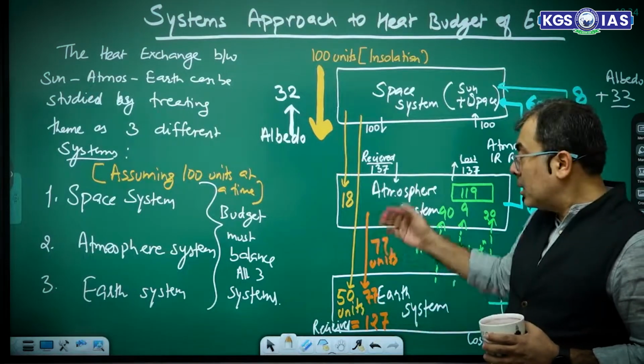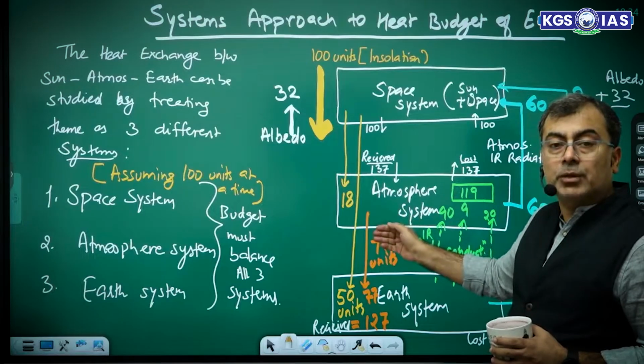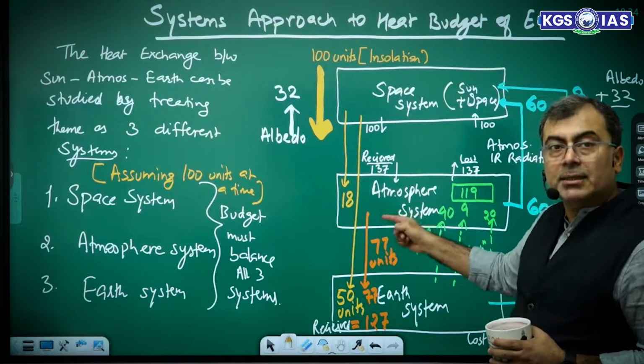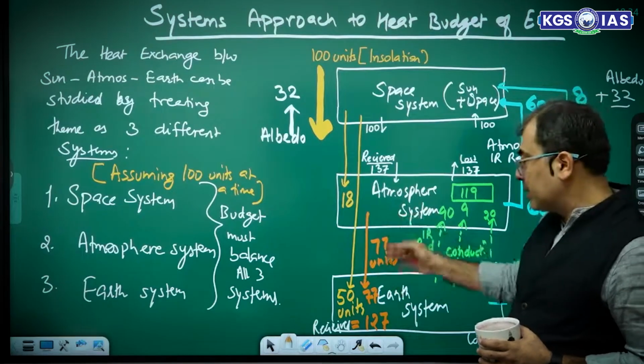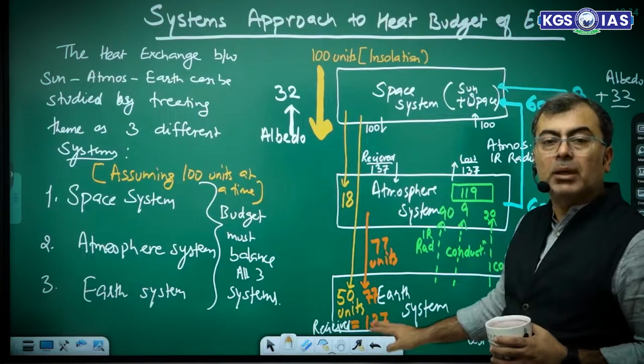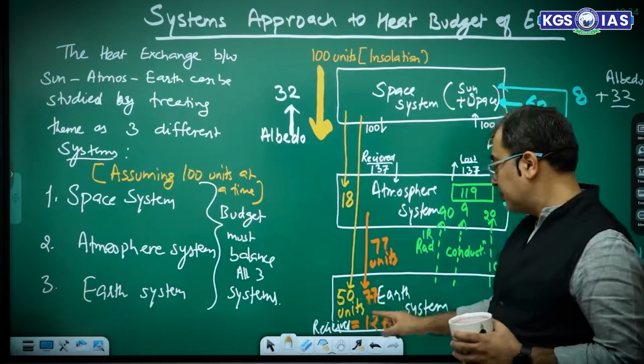Okay. Now earth receives from atmosphere also. So earth was receiving 50 and atmosphere sent 77. So 77 have come here. Total 127 are here. Total how many are there? 127. 50 to 127. Is everyone okay?